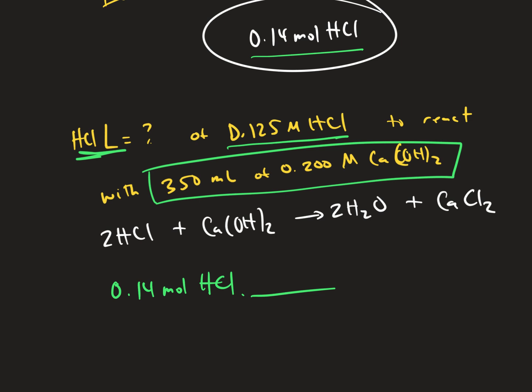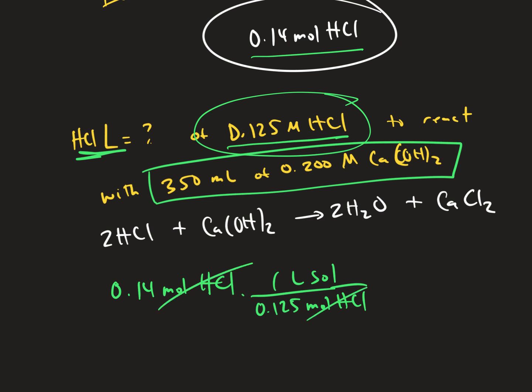And now we can put 0.125 moles of HCl per 1 liter of solution. That's what we're looking for. Right? So just one additional step. We good? And of course, that would give us a 1.12 liter solution of HCl.